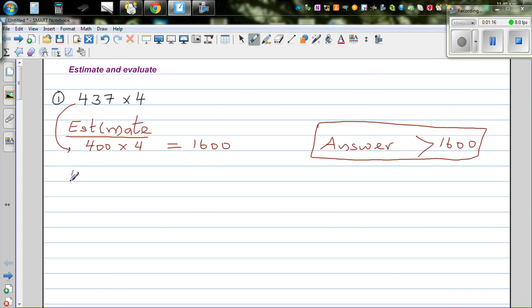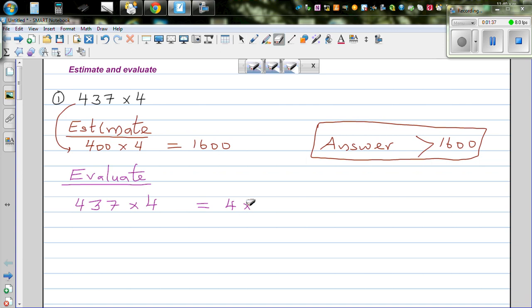So now let's evaluate. Evaluate is to find the exact answer. This is 437 times 4, which is the same as writing 4 times, let me use a bit of algebra, 4 times 400 plus 30 plus 7. This and this are one and the same. What I've done is I've written 437 in the expanded form in the hundreds, tens and ones.